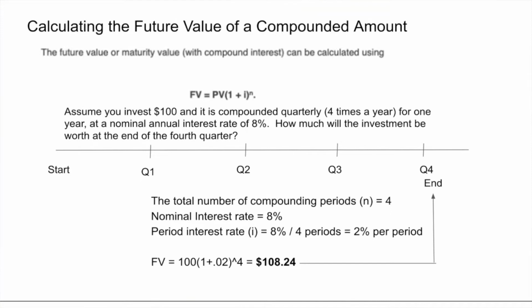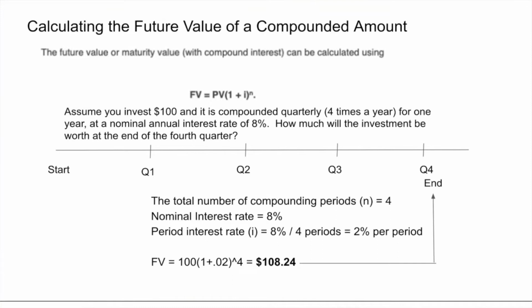So we had a simple application here. Assume you have $100 compounded quarterly, 4 times a year, for 1 year. What we have is an annual interest rate of 8%. The annual rate is 8%, with 4 compounds per year, so that's 2% per period. That's the very first thing we need to do: say what is the percent per period? And that will be our value I.